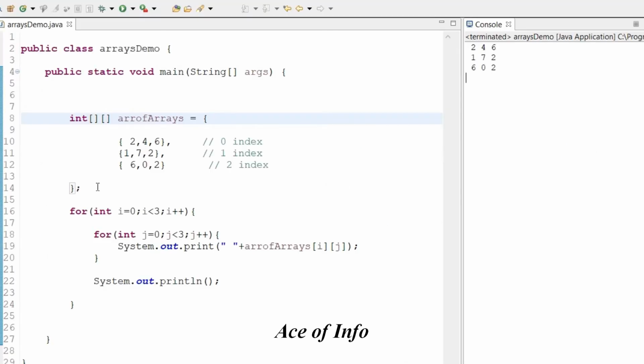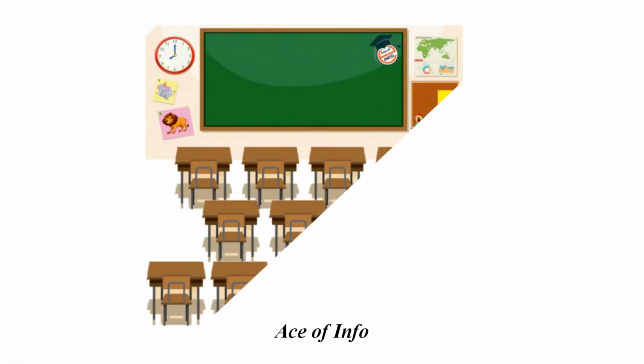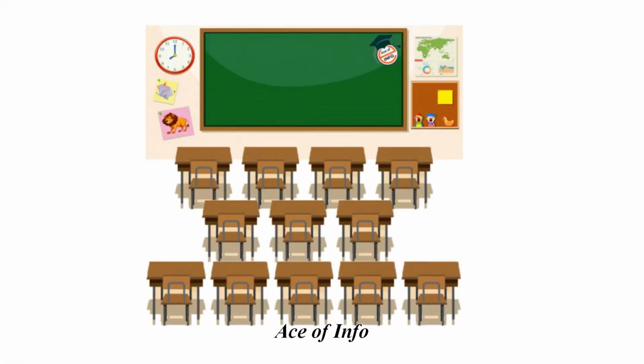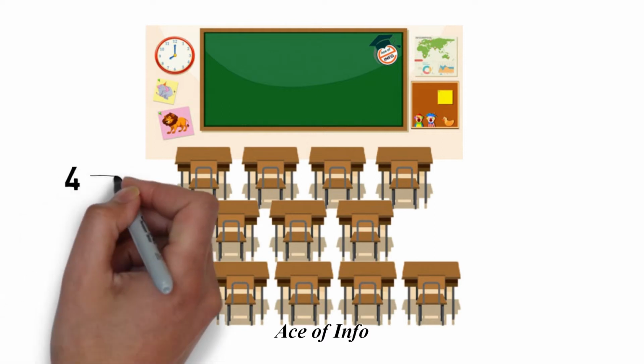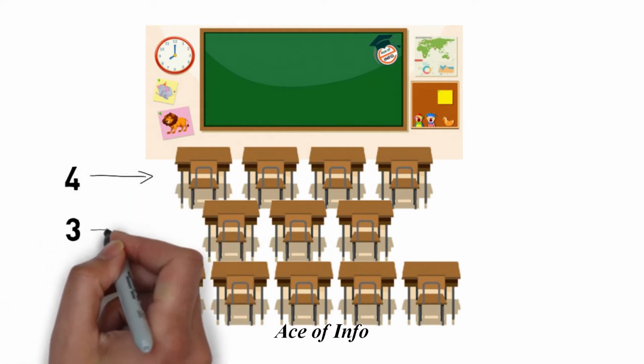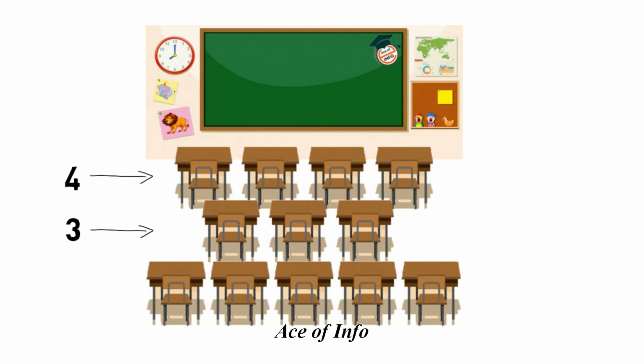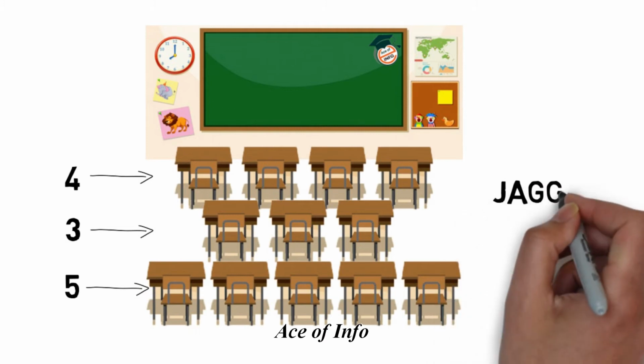Okay, there's one more array type called jagged array. In our previous example, if there are students in the classroom, meaning having a different number of students at each row. In the first row there will be 4 students, and then the second one will be 3 students, and again in the last bench there will be 5 or 6 students. So they are not the same. Those arrays are called jagged arrays.